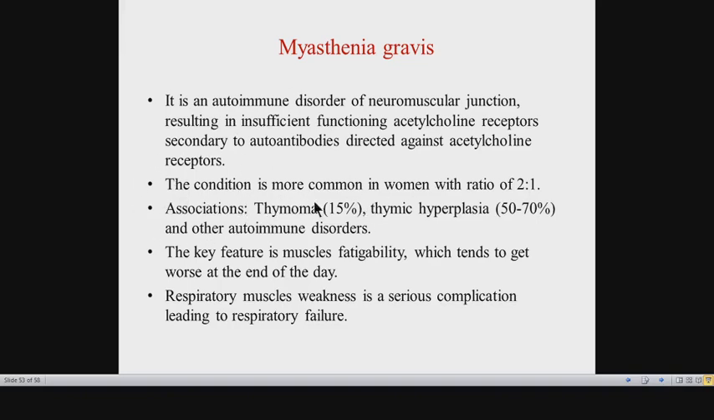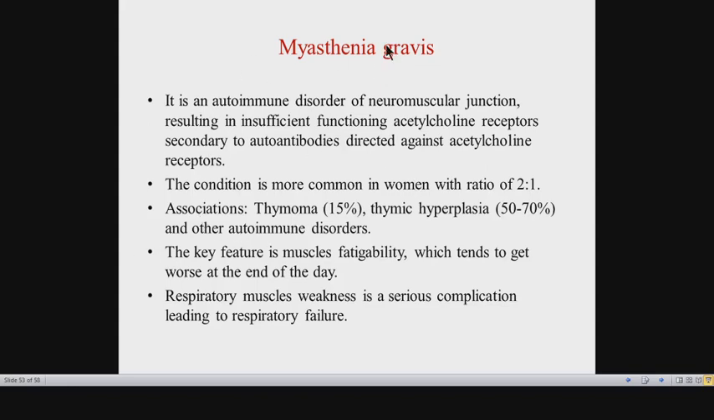It has an association with thymoma, which is a tumor in the thymus gland, in 15% of cases. It also has an association with thymic hyperplasia in 50 to 70% of cases. Probably this is because it's an autoimmune disease. Probably there are some T helper cells found in the thymus, and these T helper cells will contribute to the production of autoantibodies. T helper cells will stimulate the B cells to produce autoantibodies. That's why there is thymic hyperplasia in myasthenia gravis.